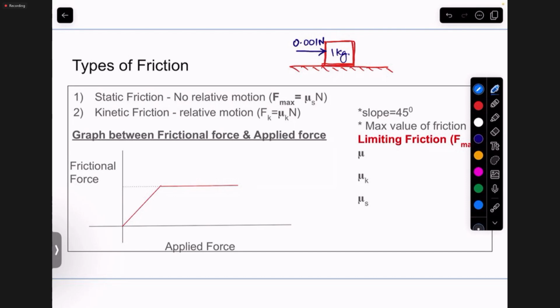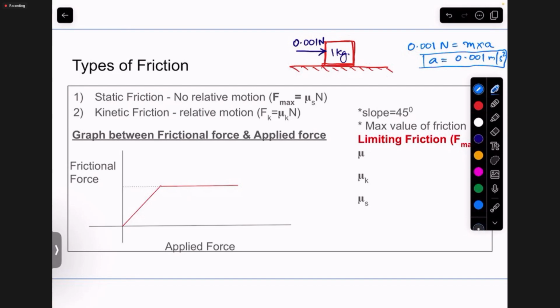So if this object is on a very smooth surface, what will happen? This 0.001 Newton will cause this mass to accelerate, right? Net force equals mass times acceleration. So what will be the acceleration of this object? It will be 0.001 meter per second squared, because it's 1 kg. So with this acceleration, this object will start moving.